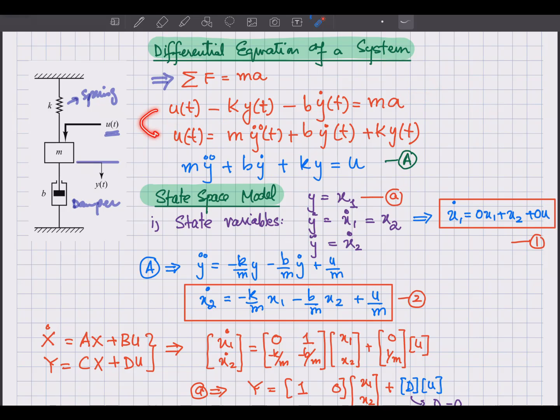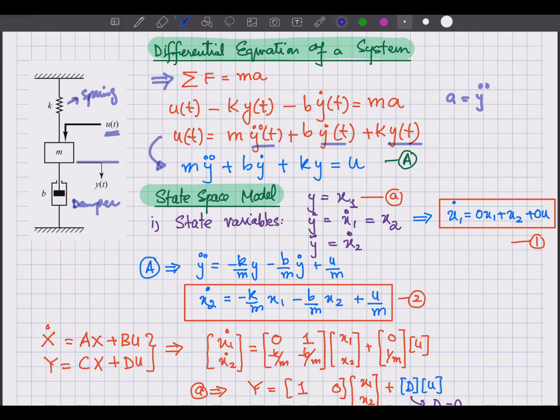So from this equation we can write down the differential equation like this, right? So this a is basically equal to y double dot, right? So m y double dot t plus b y dot t plus k y of t, that must be equal to our input force. So we can write this equation like this, that m y double dot plus b y dot plus k y, that is equal to u. So that is the differential equation representing this system.